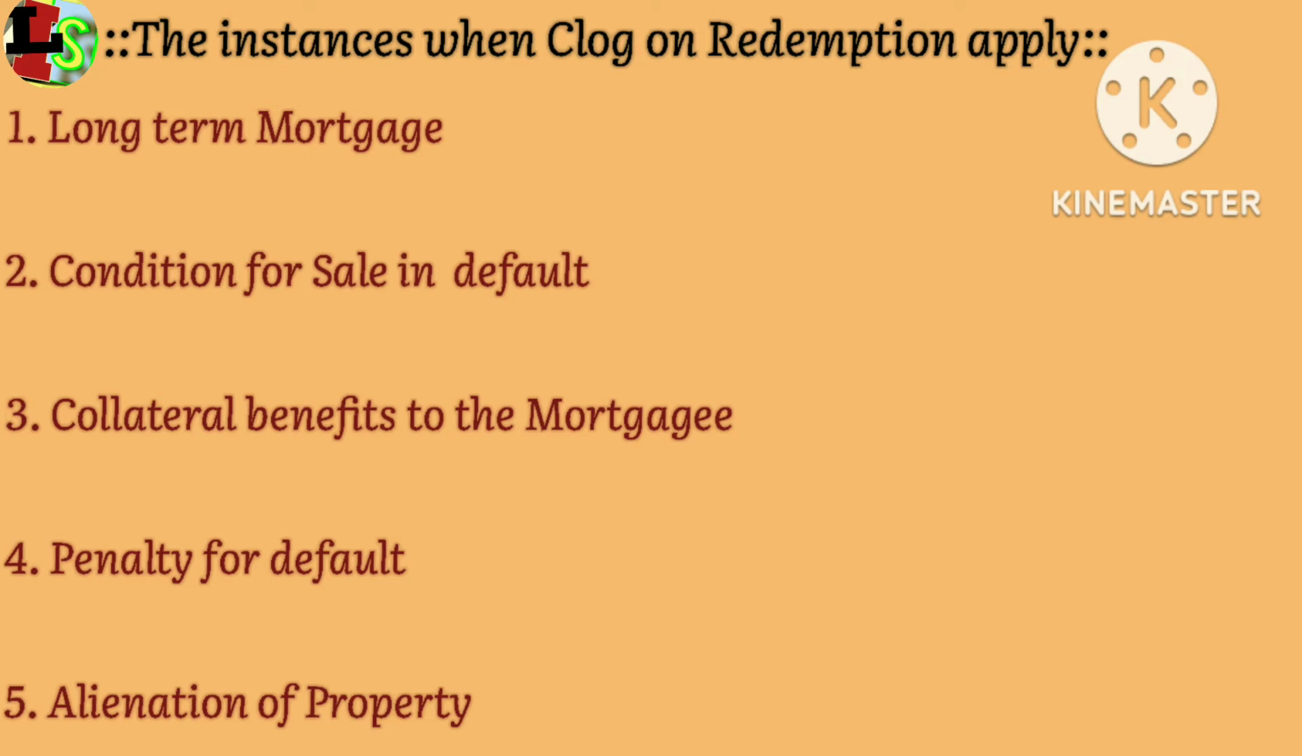4. Penalty for default. In a mortgage, a rational penalty is allowed for default, but an abnormal or irrational penalty in a compounding form or nature is not allowed. High interest does not constitute clog, but the dominating factor acts as a clog. 5. Alienation of property. If in the mortgage deed a clause restricts the mortgagor to alienate his property in the form of gift or sale, it is a clog on redemption. During the existence of the mortgage, if the mortgagor wants to gift his property, the mortgagor can do so under Section 128 of the Transfer of Property Act.